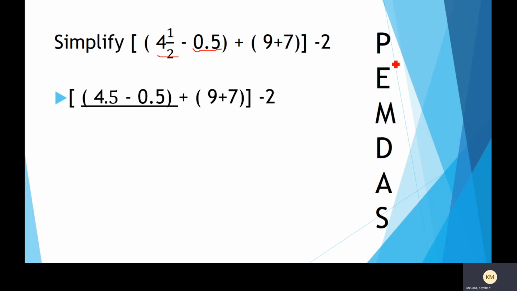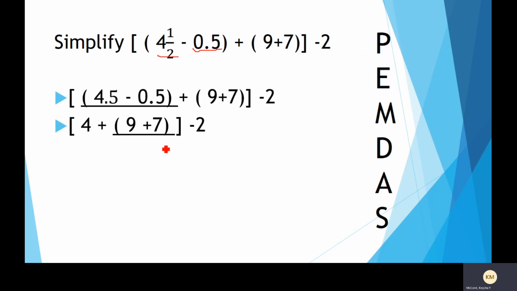So PEMDAS says parentheses and brackets. So here is my bracket. I have 2 sets of parentheses. So I'm going to start with 4.5 minus 5/10. That is going to give me 4. Now, if you notice here, my parentheses is gone. Why? Because I solved the problem. There's nothing else in that bracket that needs to be done. I'm done. So now I have a 4, no parentheses needed.